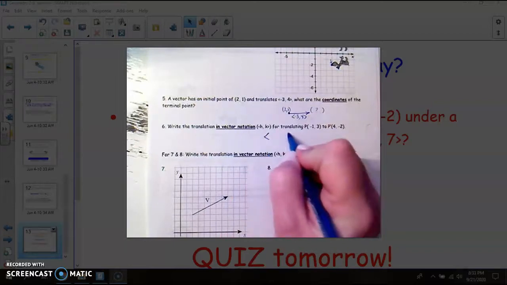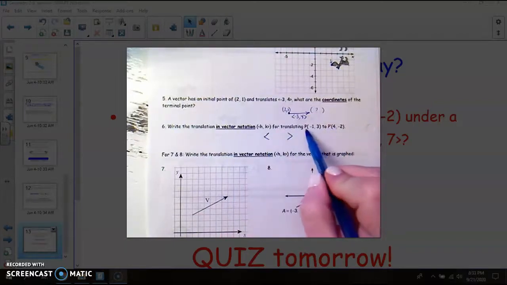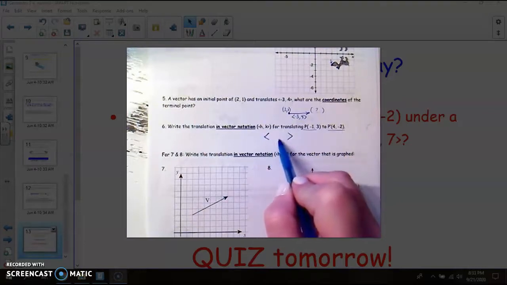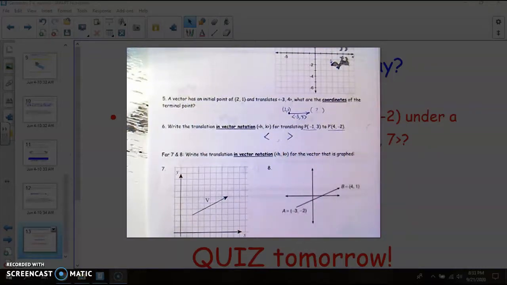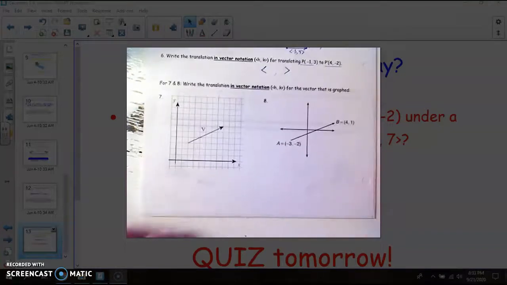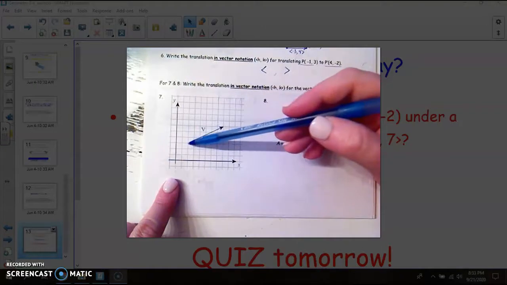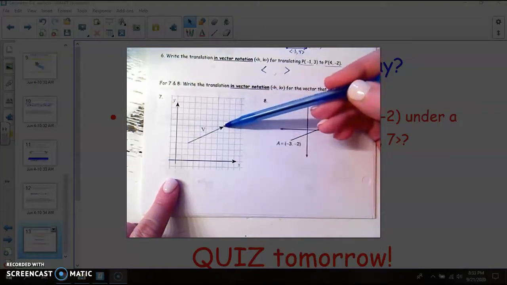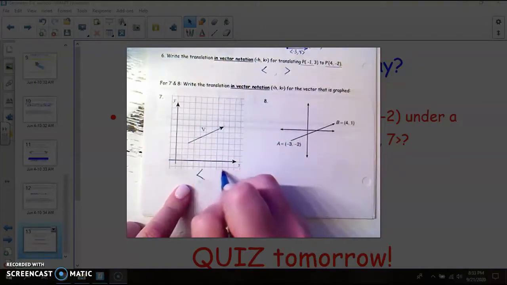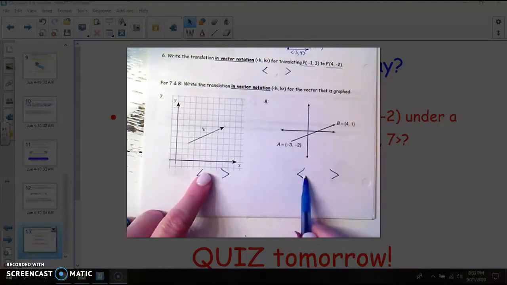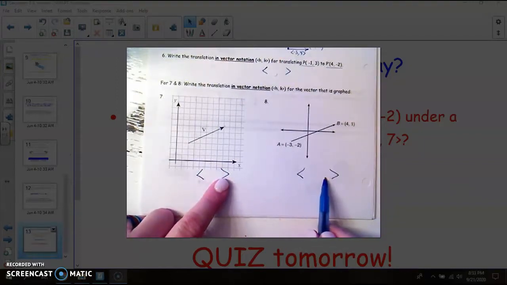Number 6, you want to write vector notation. Remember, that's in angle brackets. What would get you from this point to this point? So you want your left to right movement, comma, up and down movement. Same thing for number 7, except you're given a graph of those. So you're going to have to look at the coordinates and the motion and write that as a vector notation. Vector notation. Left to right movement, comma, up and down movement.